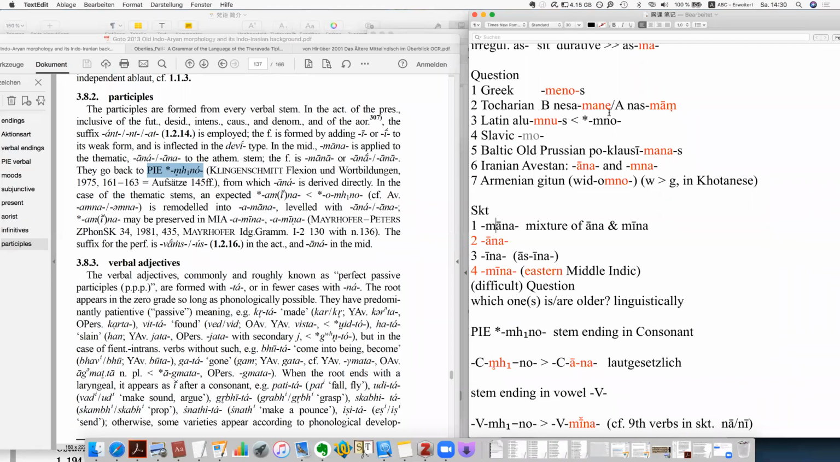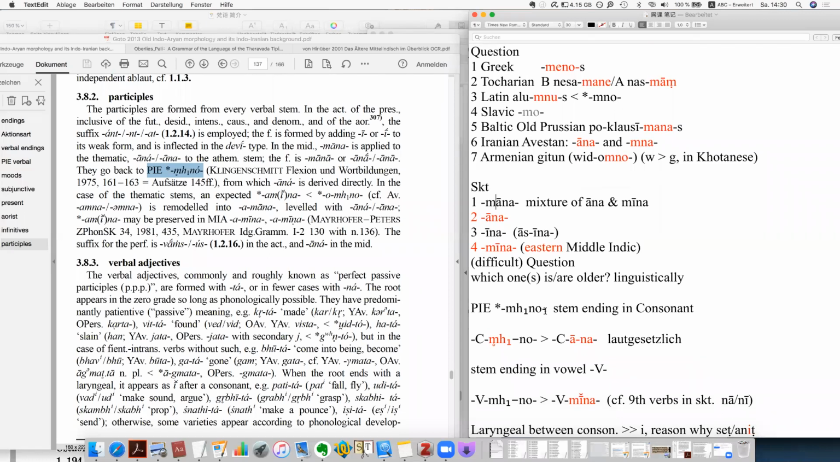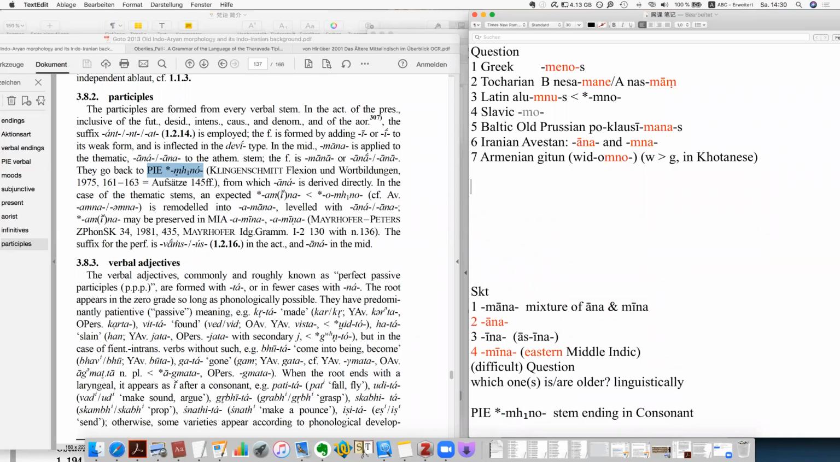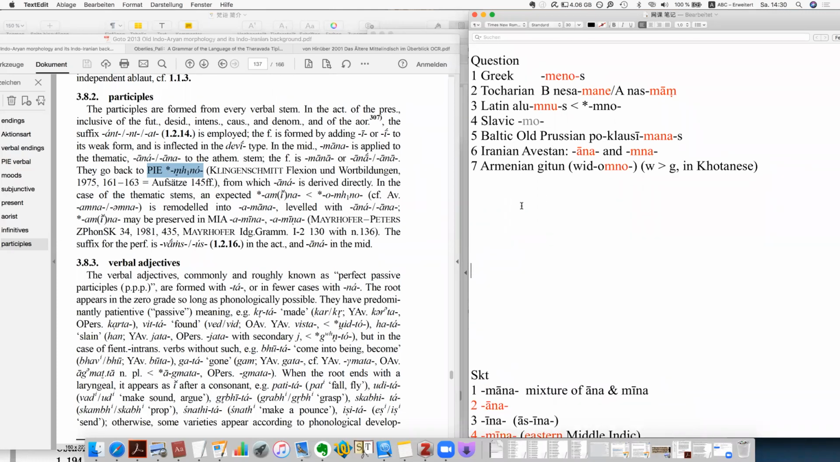So again, let's check it. So Sanskrit is done. Let's move to all these examples, right? So probably the Iranian material, yeah, it's more popular, but more popular does not mean more ancient, right?